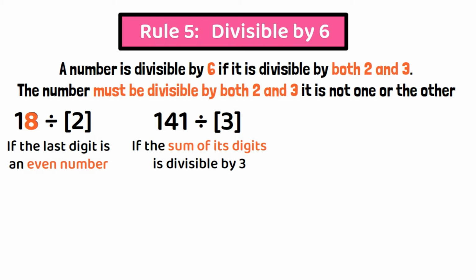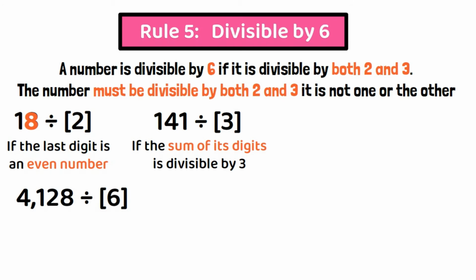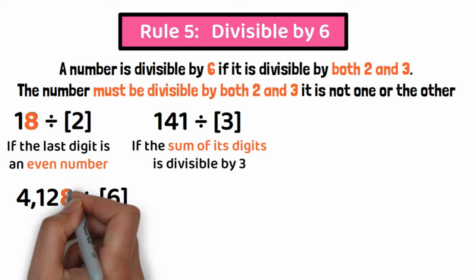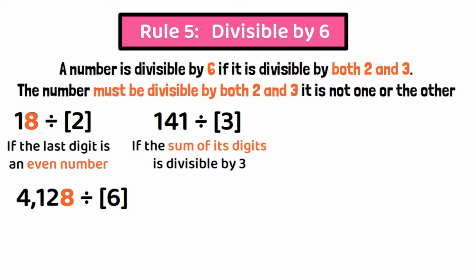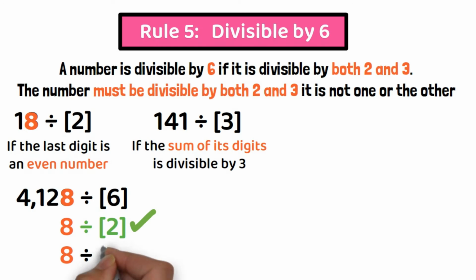and there are no remainders. Now let's check if 4,128 is divisible by 6. The last digit is 8, so it is divisible by 2, but it must be divisible by 3 as well before we can conclude that it is divisible by 6.